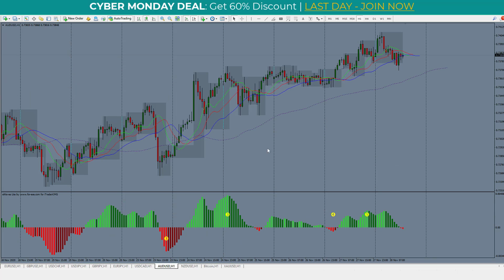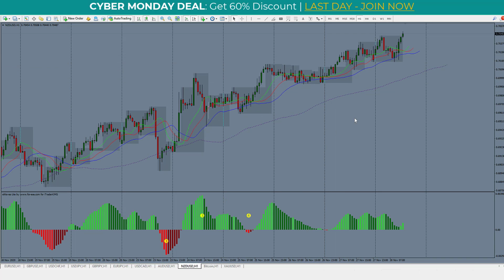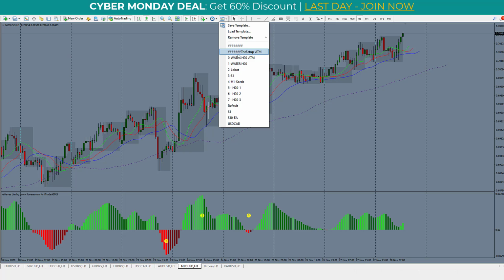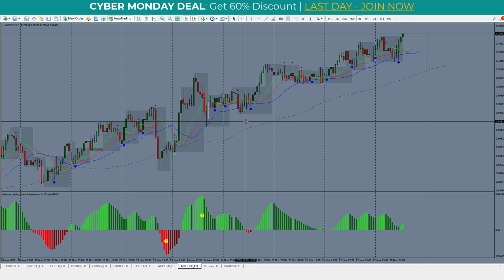And then, okay, so Australian dollar. I think Australian dollar was also a setup here, but it was a tricky one, so I haven't taken it. New Zealand dollar was a good setup here. Box was slightly big. For that reason, it was filtered. I remember this very well.